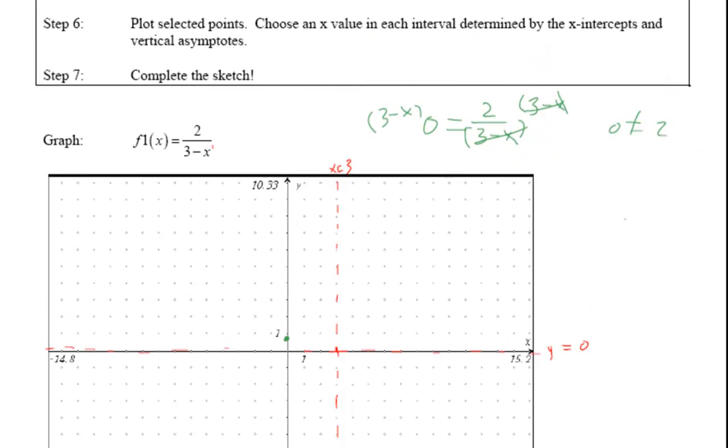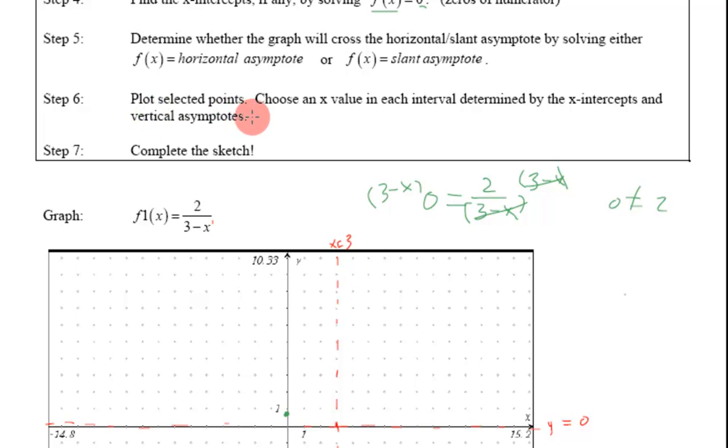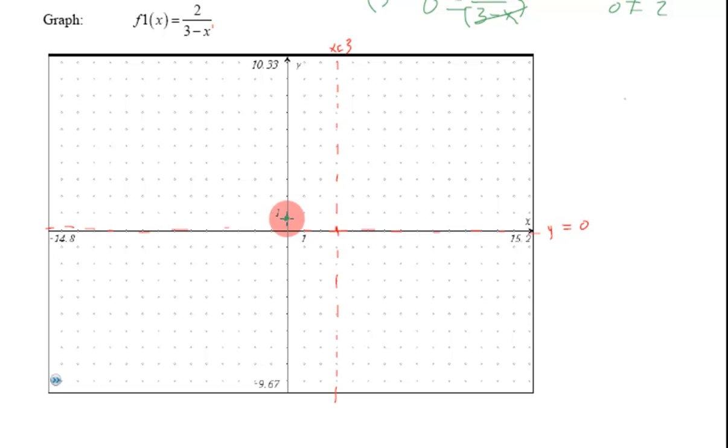So now I move on to step 6. Step 6 is plot some selected points. Choose an x value in each of these intervals, basically the right side and the left side of the vertical asymptote. Alright, well, I know it's over here, right? And it has to go towards this asymptote. You're kind of locked in here where it goes. But let's just put 1 in there to show what happens. 2 over 3 minus 1. So if I put 1 into the function, I get 2 over 3 minus 1. 2 over 2 is 1. So when I put a 1 in there, I get 1 out. So basically 1, 1, it's here. And that makes sense because it's got to go from here to here and then up this way.